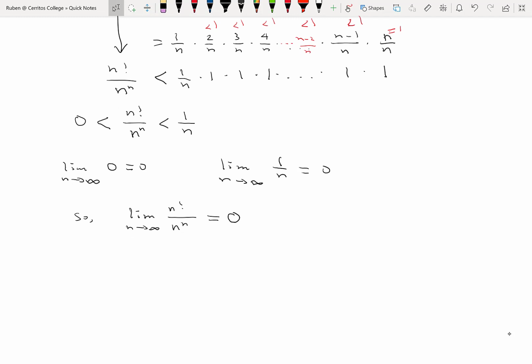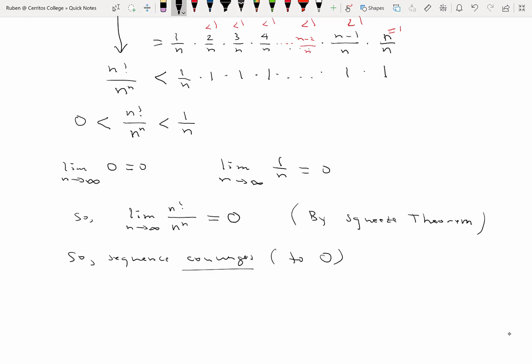What did I use? This is called the squeeze theorem from Calc 1. Some instructors call it a sandwich theorem or squeeze theorem. So the sequence converges. It actually converges to 0. The important thing is the sequence converges.